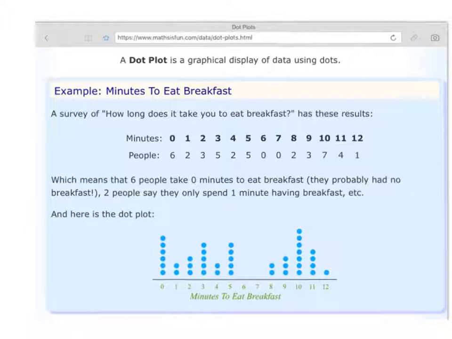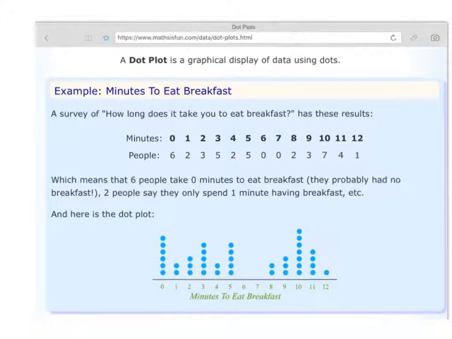And so we take all of this data set and we plot them like this. So here at 0 minutes, here are the 6 respondents. And then at 1 minute, there were 2 people who responded that it took them 1 minute. And then 2 minutes, 3 people responded that it took them 2 minutes.